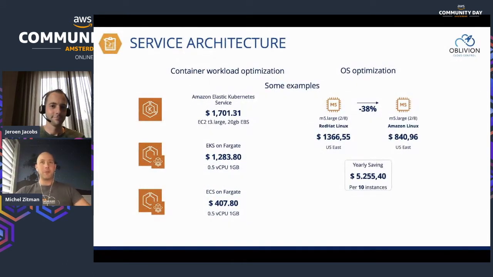Service architecture. This is really broad, and it really depends on each service that you want to use. But the story here is about this customer that we analyzed. To deploy your application on Kubernetes on EC2, this is what it's going to cost. We need this T3 large because it's the smallest instance we can use. But if we use EKS on Fargate, that will cost about $500 less. And if we go to ECS on Fargate, that will bring it down to $400 a year.